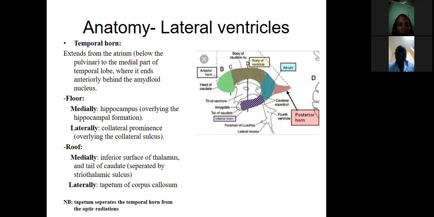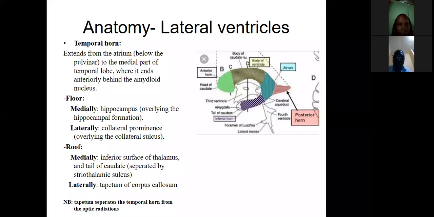Concerning the temporal horn, it is that part of the lateral ventricle that extends from the atrium below the pulvinar. So it is this part that extends below the pulvinar and ends anteriorly behind the amygdaloid structures, the amygdala, in a blunt end. So it extends from the atrium below the pulvinar and ends at the level of the amygdala here. So it too has a floor medially represented by the hippocampus, overlying the hippocampal formation, laterally represented by the collateral prominence, which we saw at the level of the atrium.